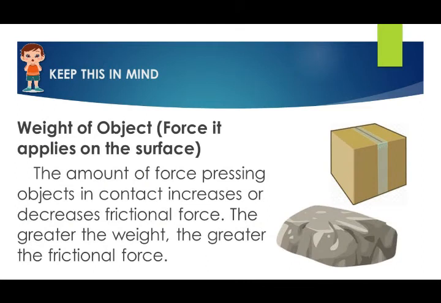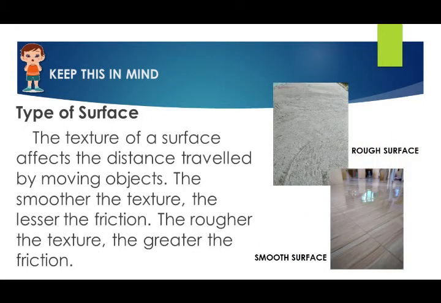Keep this in mind. Weight of object or the force it applies on the surface. The amount of force pressing objects in contact increases or decreases frictional force. The greater the weight, the greater the frictional force. In terms of the types of surface, the texture of a surface affects the distance traveled by moving objects. The smoother the texture, the lesser the friction. The rougher the texture, the greater the friction.